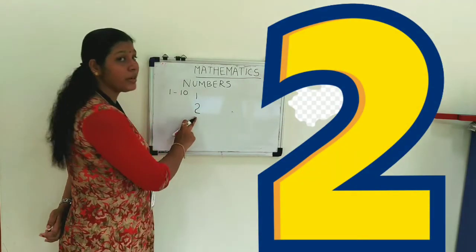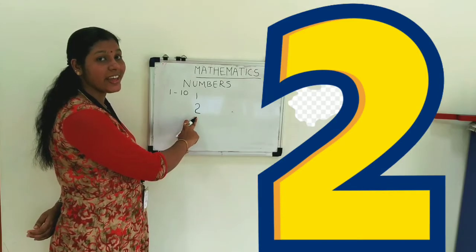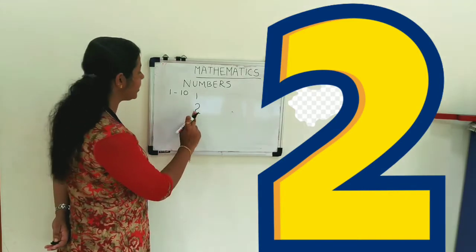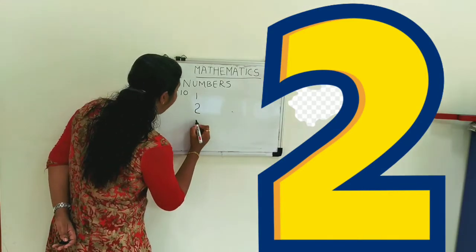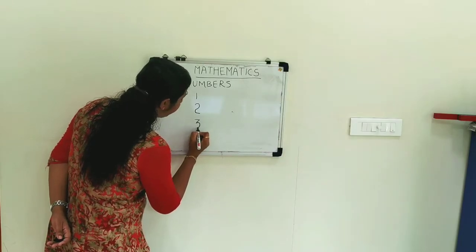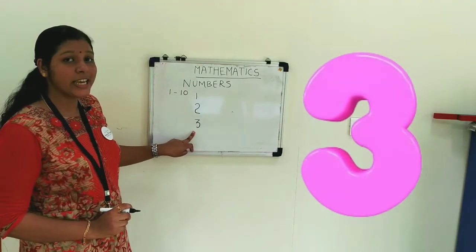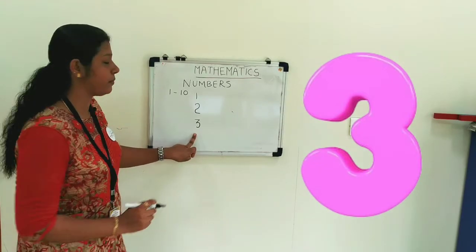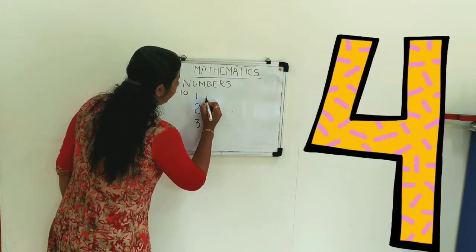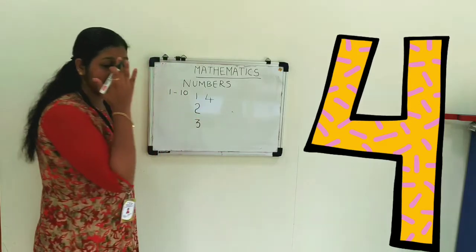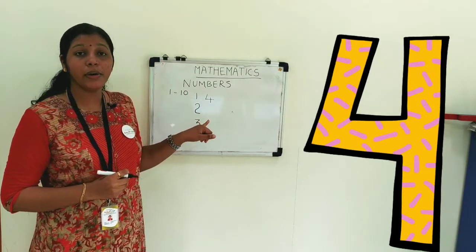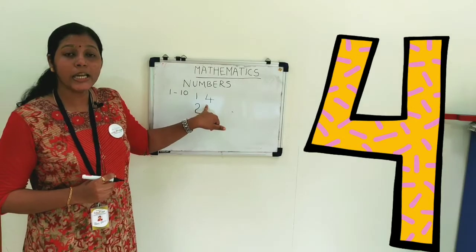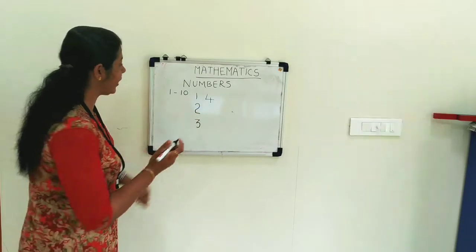Do you know which number is this? Yes, this is number 2. Which number is this? This is number 3. Which number is this? This is number 4. Very good.